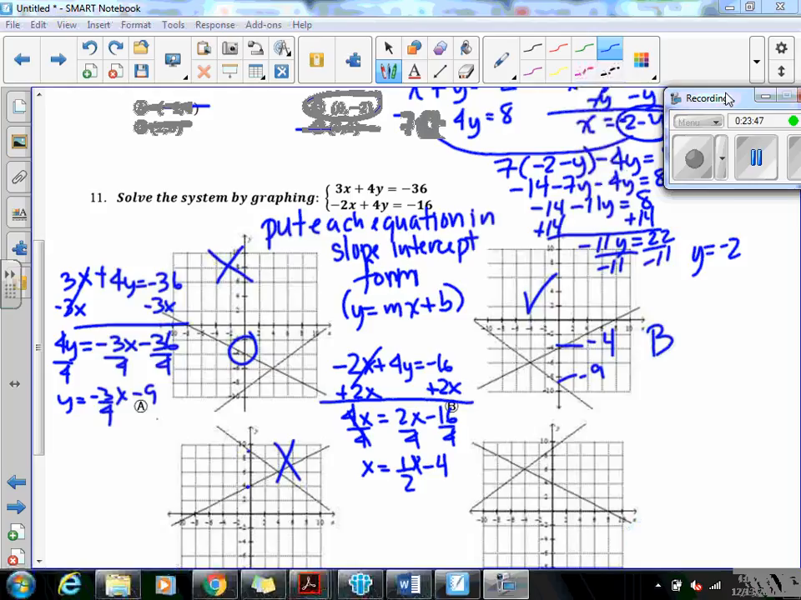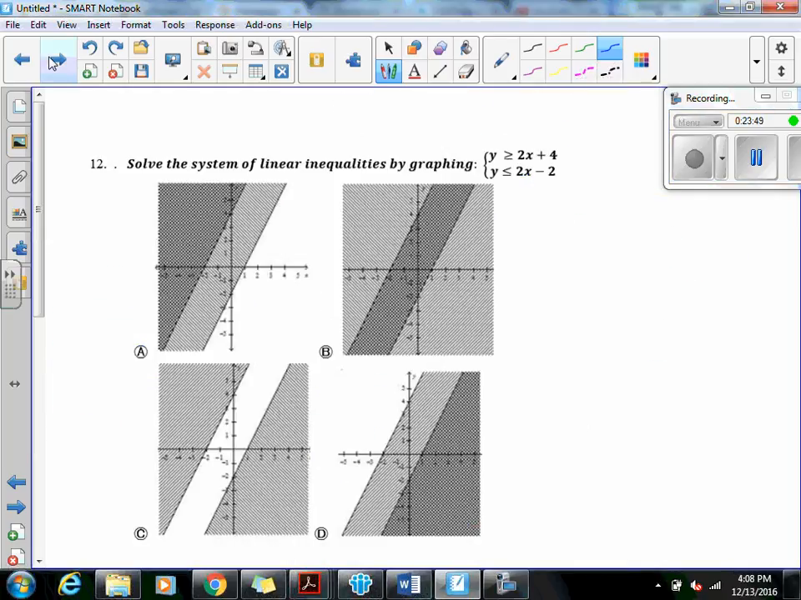Okay, so moving right along. Number 12, solve the system of linear inequalities. With this one, all the lines are graphed identically. It looks like we have some solid and some dashed lines, and that's important. But let's see what's going on here.